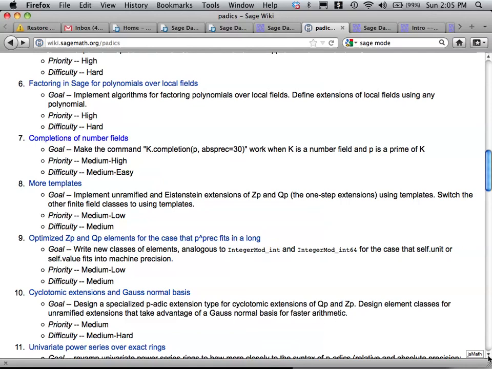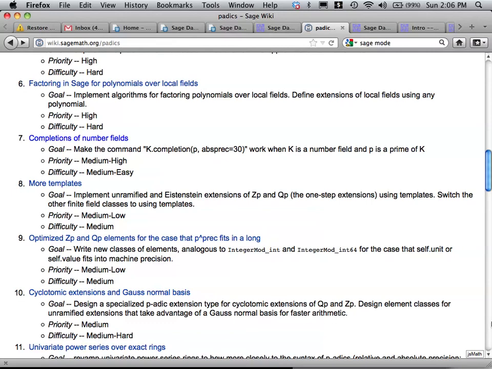So Friday and yesterday, I mostly wrote a version of Zp with capped relative precision using this template file. It's not quite done, but I'd like to have that and then have it be much simpler to plug in a backend where we start using Flint, start using whatever to do the approximations.